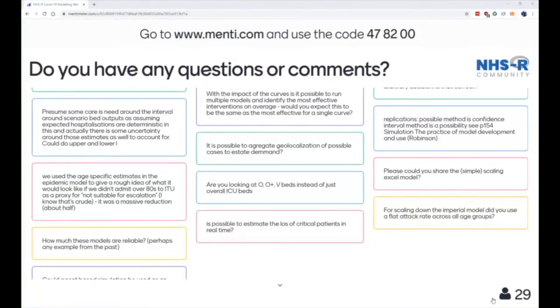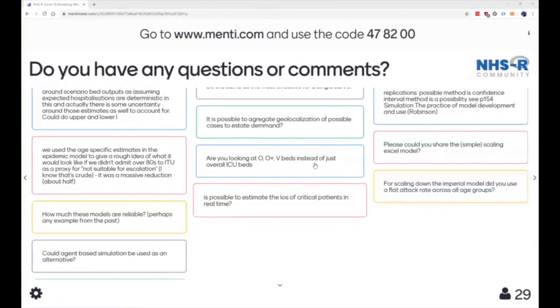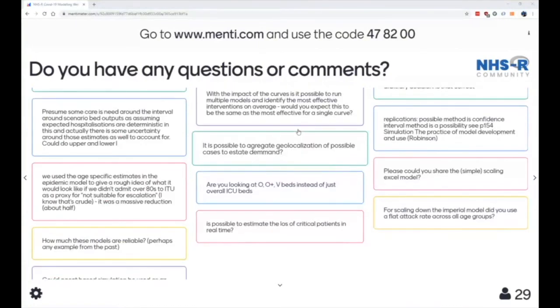Great, thanks. So we've just got a few more questions. I think we'll have just enough time to get through these, but we'll go through them quickly. Is it possible to aggregate geolocalization of possible cases to estimate demand? I'm not sure I quite understand that question. If it's around possible cases, so is this unconfirmed COVID cases to estimate demand? I think probably this would have to be fed in or dealt with in whatever model or approach is used to determine the demand feeding in.